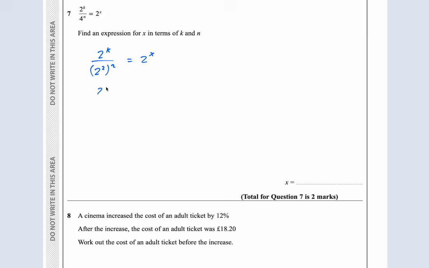Okay, this is then 2 to the k over 2 to the 2n, because I just multiply the powers. And then finally, 2 to the power of k minus 2n equals 2 to the power of x. That is because, well, that's my second law of indices. I just subtract the powers when I'm dividing, k minus 2n. So x is equal to k minus 2n. That's it. K minus 2n. Because if 2 to the power of this equals 2 to the power of that, then this has to equal that.